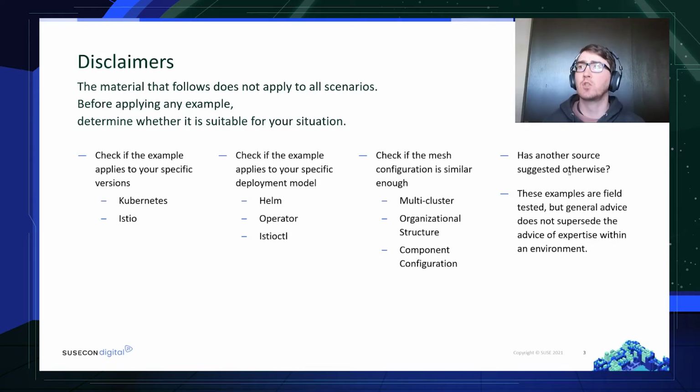Third column is check if the mesh configuration is similar enough. Assuming that you have the right Kubernetes version, you have the right Istio version, you've installed Istio in a similar fashion, you want to make sure that it's configured in the same solution space, I guess I should say. Whether or not you're using the multi-cluster functionality would make a big impact. Whether or not your organization is designed to make use of the things that I show you, and then whether or not the specific components are being utilized in the same way at your organization.